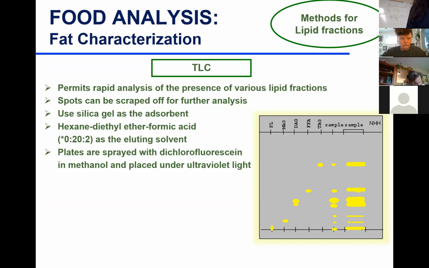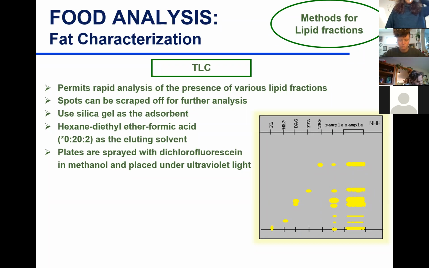You can run standards, and then your sample, to determine what different components you have in your sample. It's qualitative; you can do semi-quantitative detection by looking at band intensity, but if you need accurate quantification, then you need to do GC analysis. Okay, with that, we end fat characterization. Any questions?